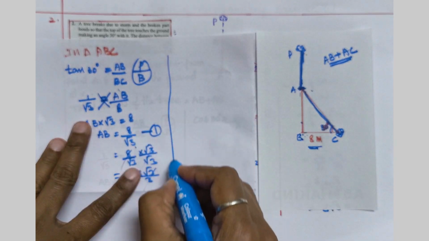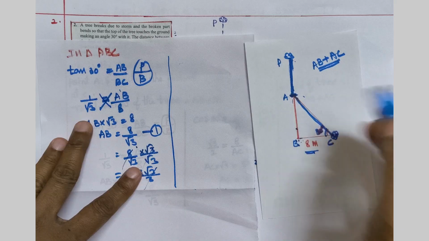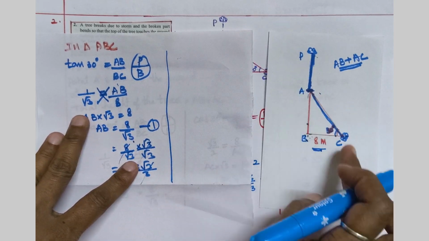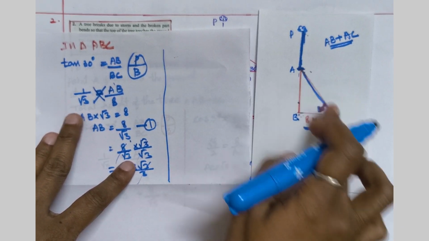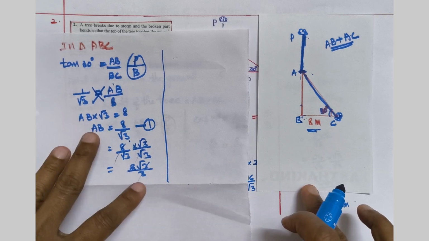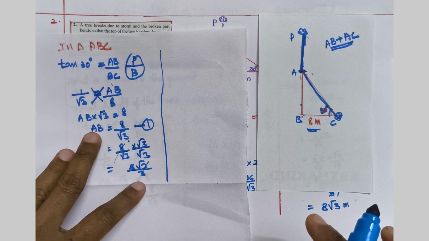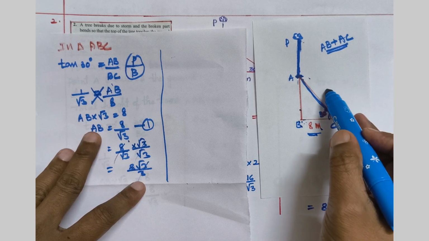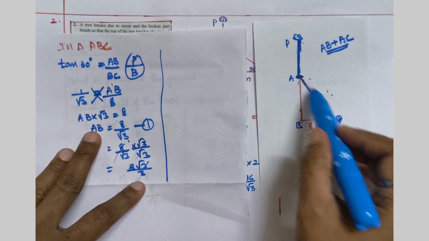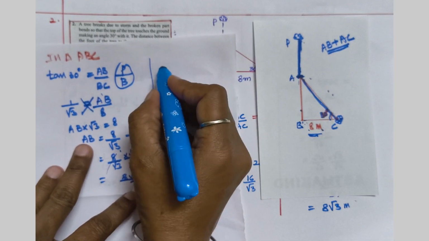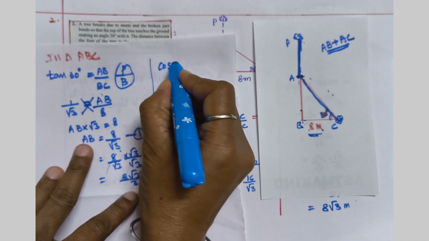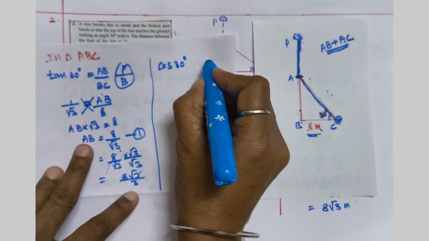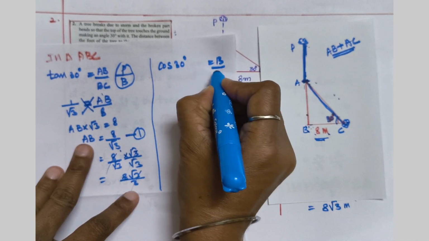Next, now you got the AB height. Now you want the AC height. This height you want means you use cos. Cos means what? Cos means base by hypotenuse. Base by hypotenuse means you will get this answer. Now I will take cos 30 degrees. Cos means base by hypotenuse.